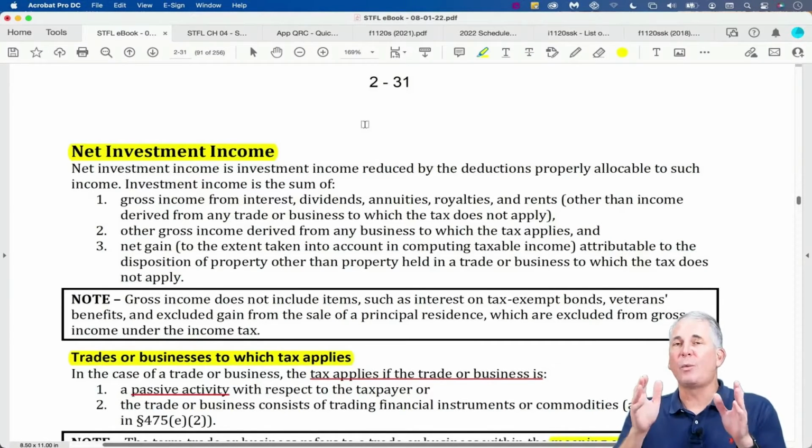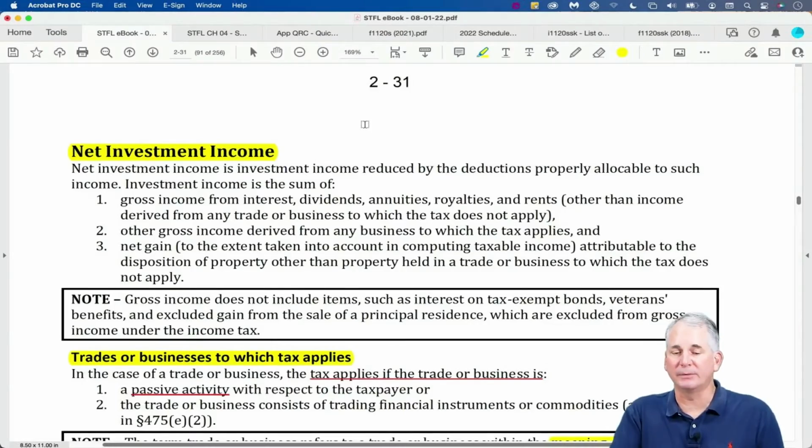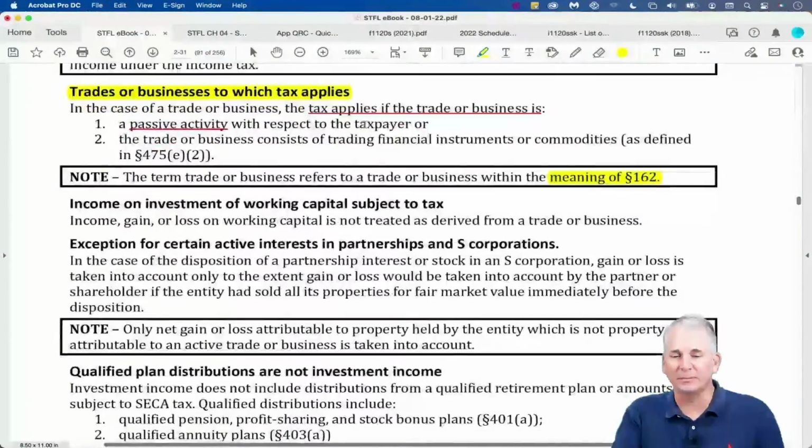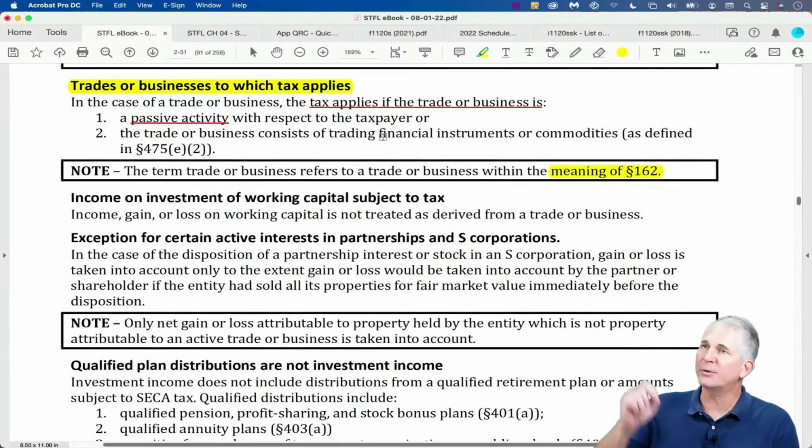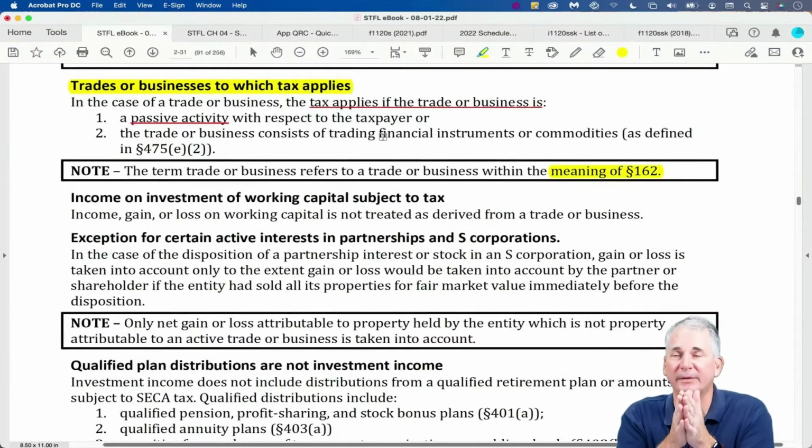All right, so what type of businesses are potentially hit with the 3.8? And the answer is any trade or business that's passive with respect to the taxpayer. Or, it doesn't matter if it's passive: if you're a trade or business consisting of trading financial instruments or commodities, you're subject to the 3.8. No ifs, ands, or buts, assuming you're higher income.